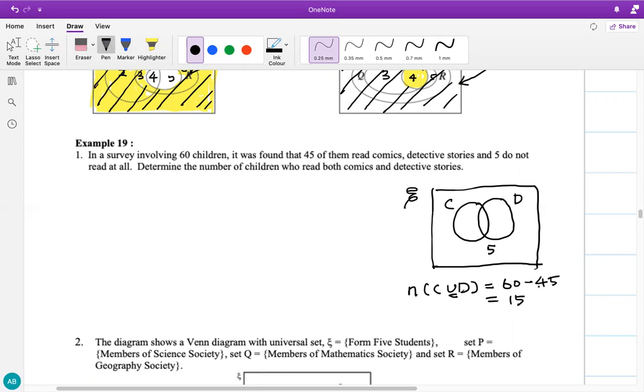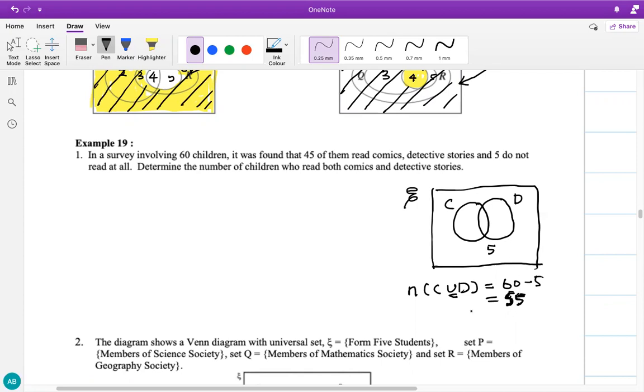Sorry, hold on. 60 minus 5, sorry. 60 minus 5, we have 55. So 55 of them. Is it that 45 of them read comics and detective story? It's a bit blur. Reads comic and detective only, so altogether is 55.